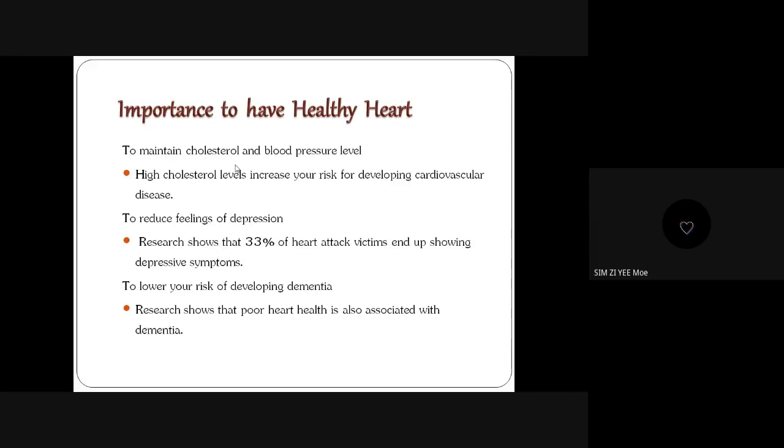For the last part of my presentation, here are some importance of having a healthy heart. With a healthy heart, our body is able to maintain the cholesterol and blood pressure. High cholesterol level increases the risk of developing cardiovascular disease. Moreover, to reduce depressive feelings, research showed that 33% of heart attack victims ended up showing depressive symptoms. Lastly, to lower the risk of developing dementia. As a witness, research showed that poor heart health is also associated with dementia.